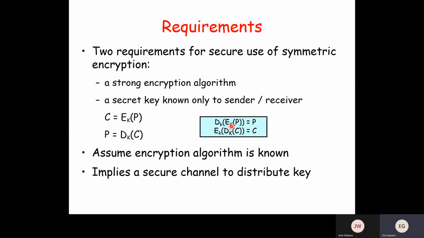Okay? So look at a property of symmetric algorithms: if you take the plain text and encrypt it using the key, and then decrypt the resulting ciphertext using the key, you get exactly the same plain text. So encrypting and decrypting must return an identical copy of the plain text. Of course, we also have this property: if you have the ciphertext, you decrypt it to the plain text, and you encrypt it, you go to exactly the same ciphertext, no?